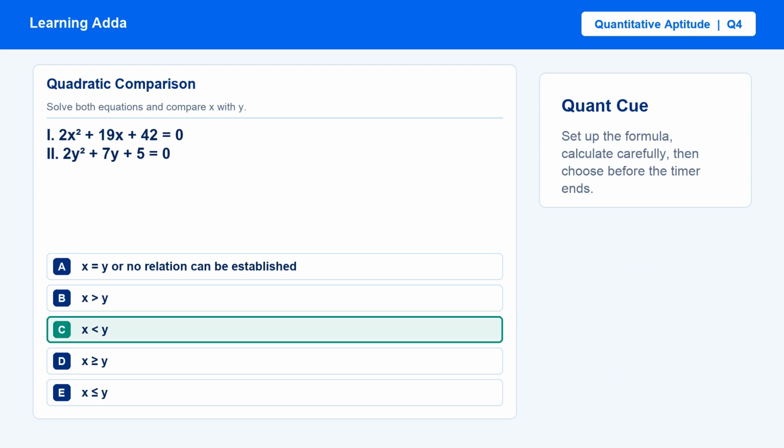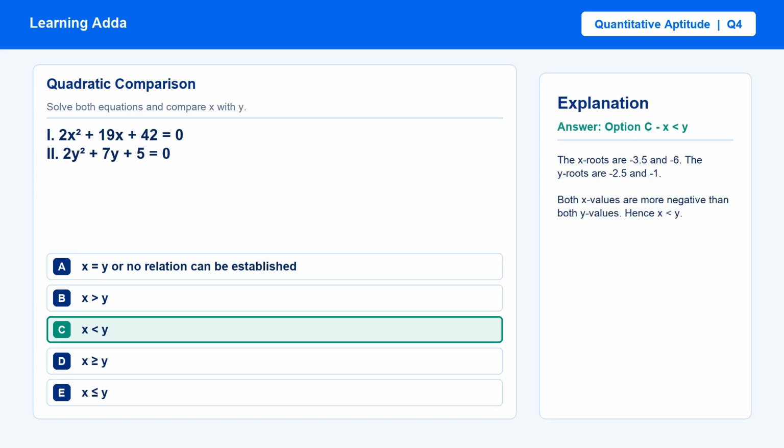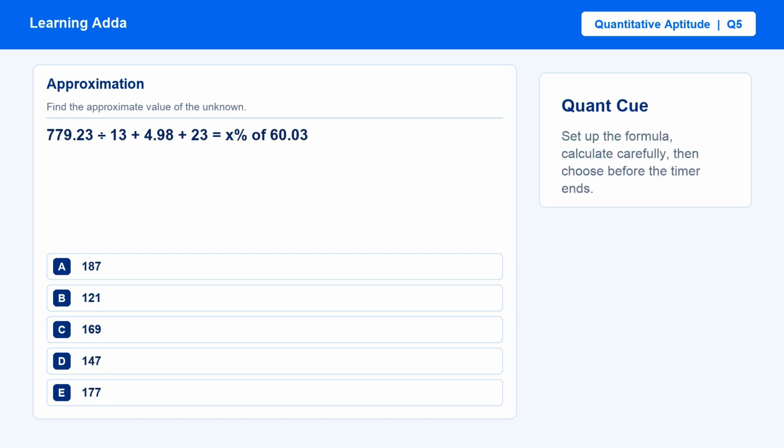The answer is option C. The x roots are minus 3.5 and minus 6. The y roots are minus 2.5 and minus 1. Both x values are more negative than both y values. Hence x < y.